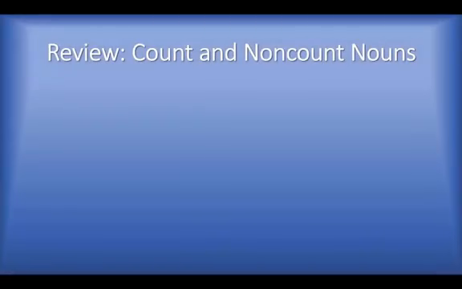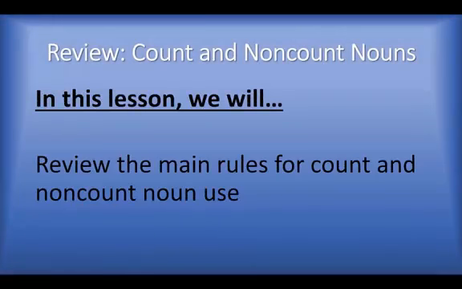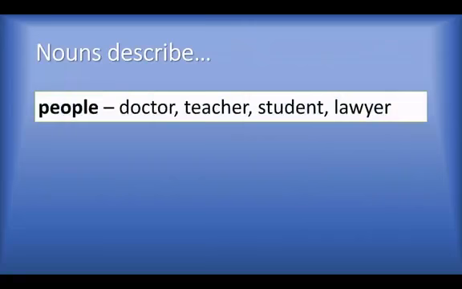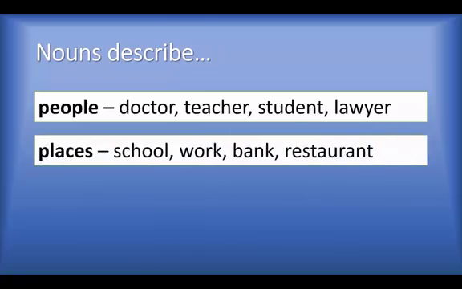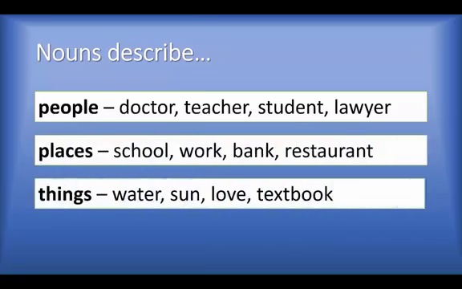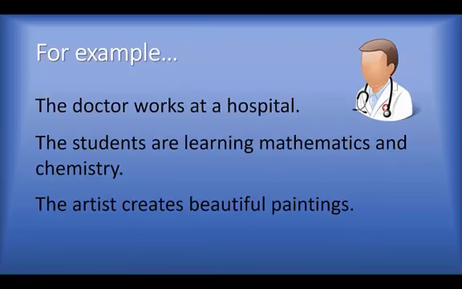Hi there. In this lesson, we will review the main rules for count and non-count noun use. Remember, nouns describe people like doctor, teacher, student, lawyer, places such as school, work, bank, restaurant, and things like water, sun, love, textbook. For example, in these sentences, we have several nouns. They're underlined in yellow.